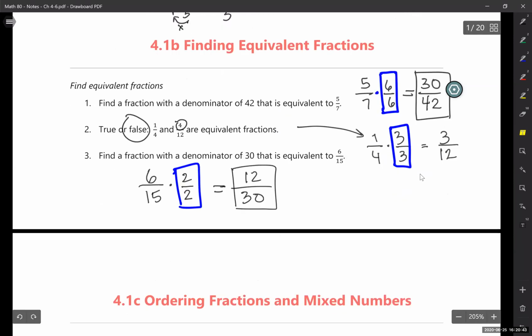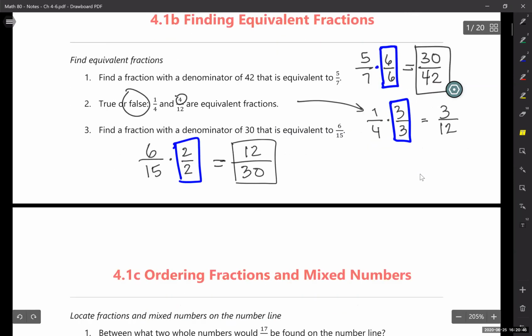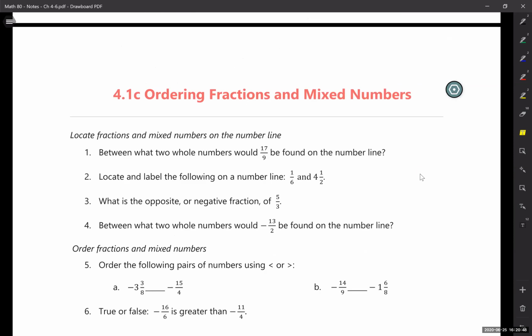Oh, well, that was a quick little section. You know what? I'm going to go on because that was so quick. I'll put a pause after 4.1c.